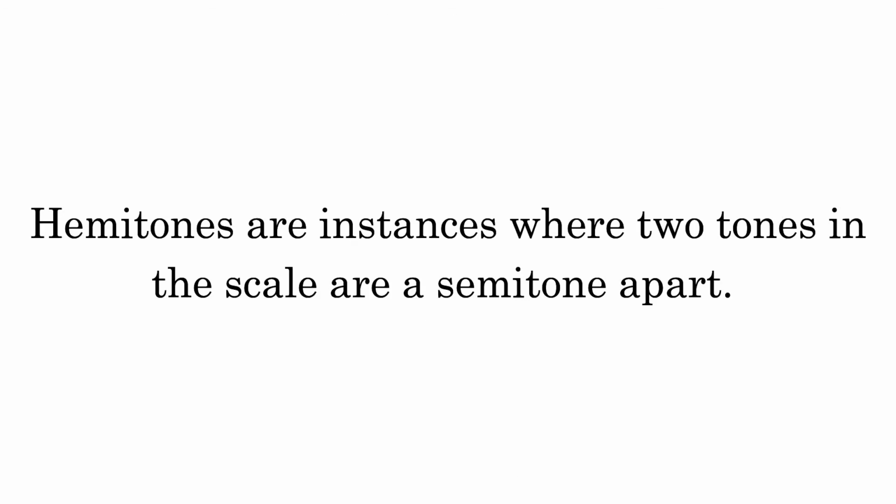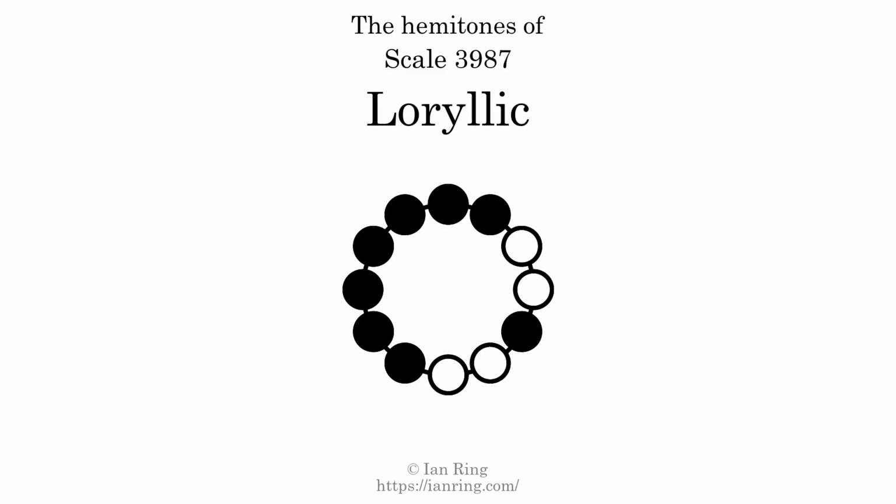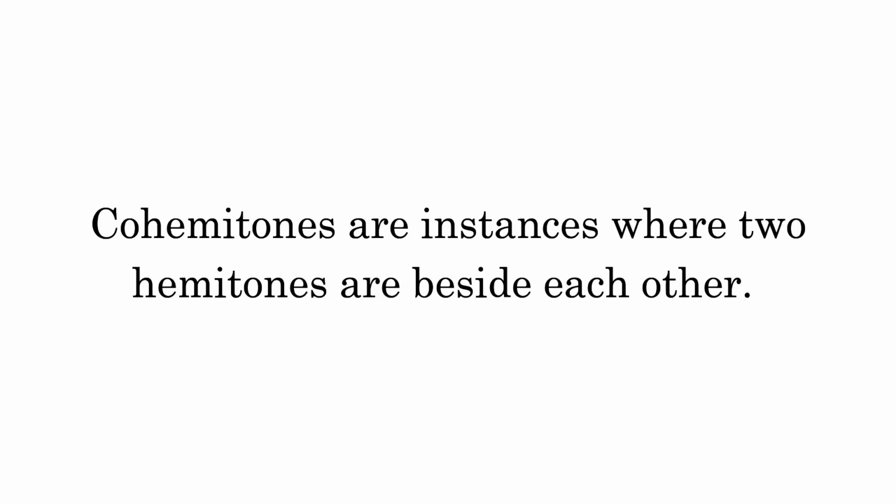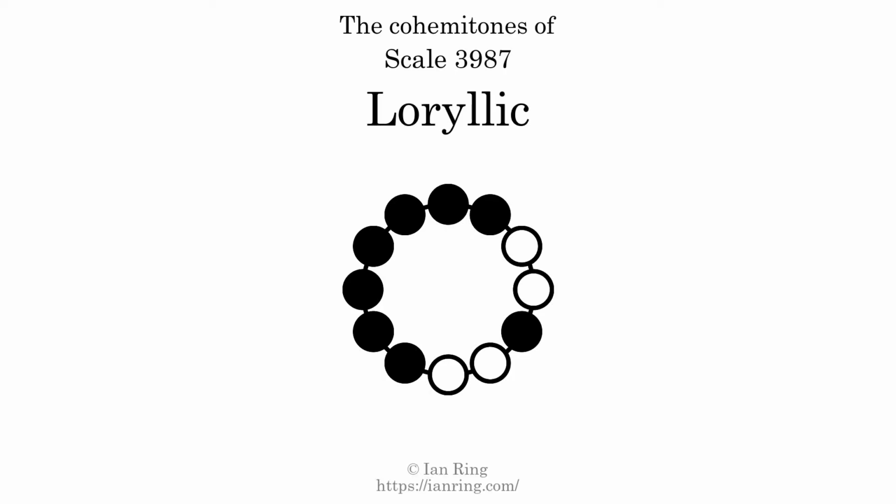Hemitones are instances where 2 tones in the scale are a semitone apart. This scale has 6 hemitones. They are at positions here, here, here, here, here, and here. Cohemitones are instances where 2 hemitones are beside each other. This scale has 5 cohemitones. They are at positions here, here, here, here, and here.